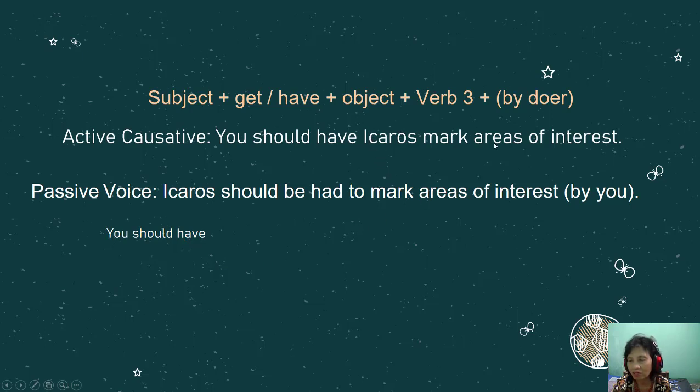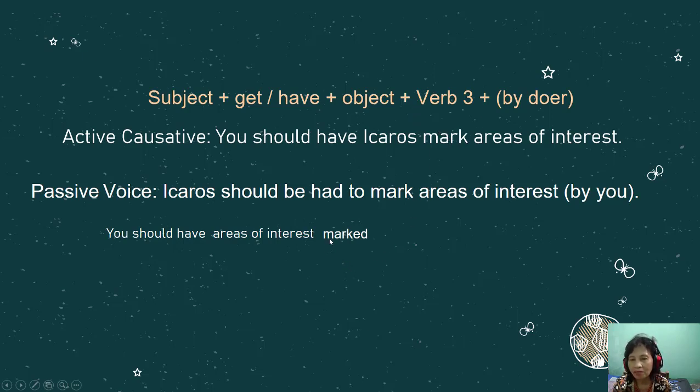Icarus mark areas of interest. This is the subject of this verb. And this is the object. So the way is the same as when you change the sentence into passive voice. But the focus is different. This is the subject. That's why we put it here. So we will have areas of interest here. And then we put mark here, but it should be in verb 3 or past participle.